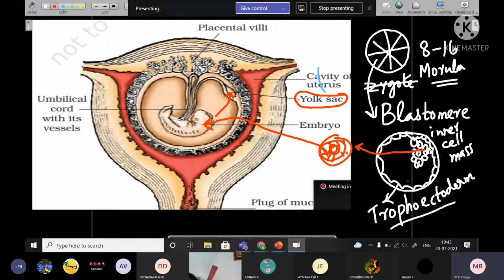So now coming back to this diagram I have drawn, the inner cell mass is there, the trophoectoderm is there. So what is the role of trophoectoderm? Villi, it will produce villi, ma'am. Very good.